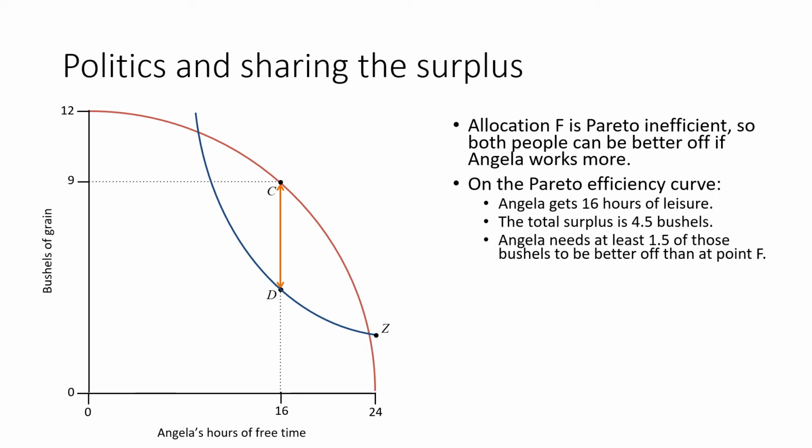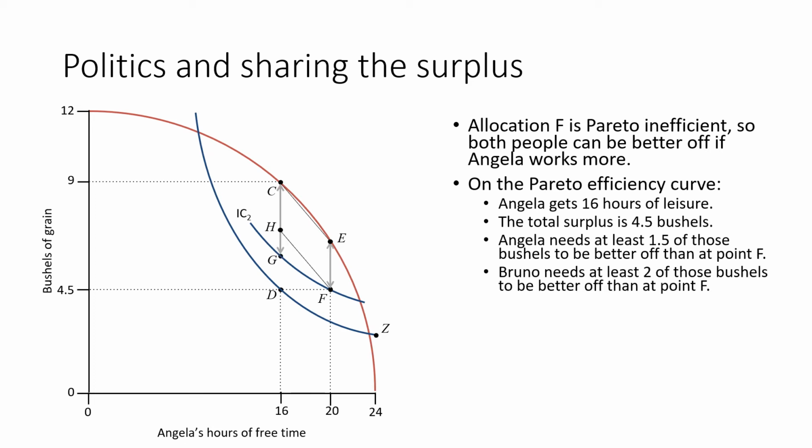Angela would need at least 1.5 of those bushels to be better off than she is at point F, to be on the Pareto efficiency curve above indifference curve 2. Meanwhile, Bruno would need at least 2 of those bushels to be better off than he is at point F. So at point F, remember, Angela's getting 1.5 bushels. You see that here. Bruno's getting 2 bushels. You see that here. If we move back to the Pareto efficiency curve, we can make them both better off if we go somewhere between G, where Angela's no worse off than she is at F, and H, where Bruno's no worse off than he is at F.